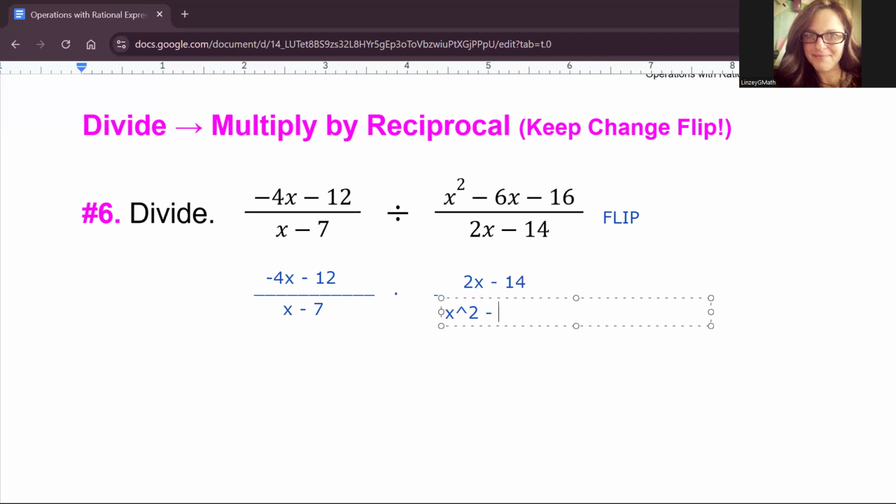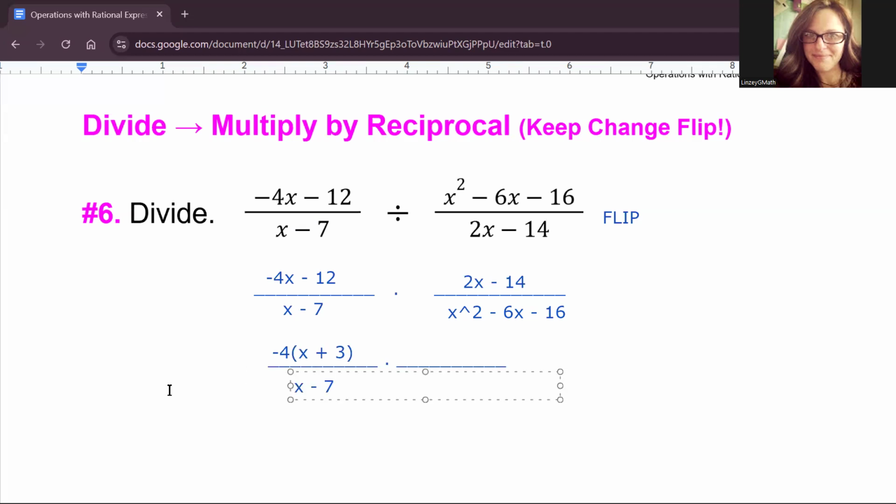Now we can factor and cancel. Then we'll multiply straight across. So we'll factor out our greatest common factor, negative 4. And we're left with x plus 3. Yeah, and x minus 7 can't do anything there. Factor out the greatest common factor. And then we'll factor the quadratic.